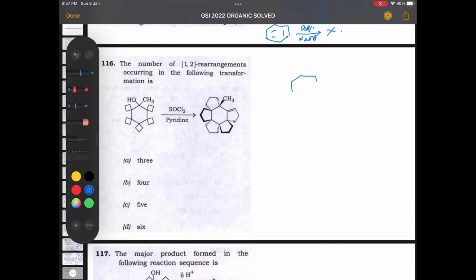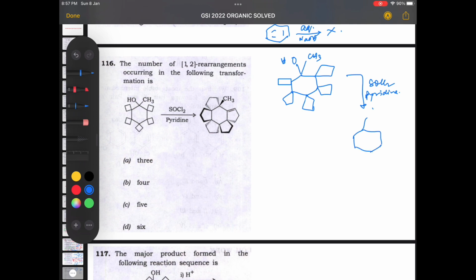Okay. So let us see the 6th question of this last part. The question is the number of 1-2 rearrangements occurring in the following transformation. So first of all, let us draw the structure. It is quite difficult to draw. Okay, so CH3 and OH, SOCl2 has been provided with pyridine. So what happens first is the OH is replaced with chloride, and this is done because the chloride is a better leaving group than the OH.